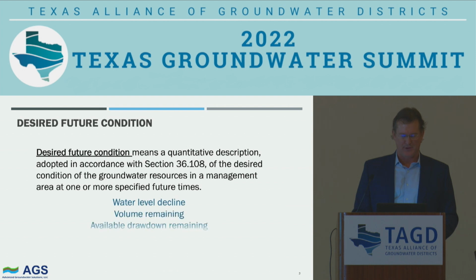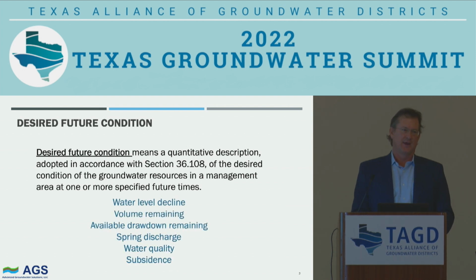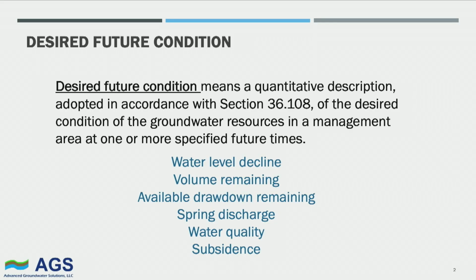And so you probably also know that there's a pretty standard set of metrics that are used for looking at desired future conditions. The top three are the most popular: water level declines over a period of time, the volume remaining in an aquifer over a period, available drawdown remaining in an aquifer over time. And then there's the spring discharge, water quality. A couple of districts have subsidence metrics now, desired future conditions. And so most of my discussion will be about the top three.